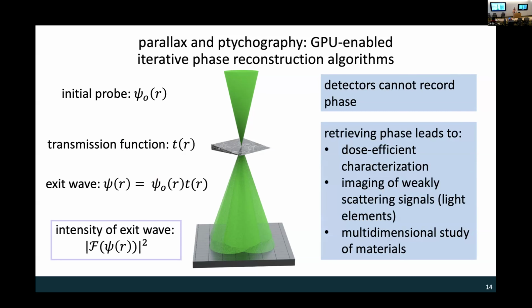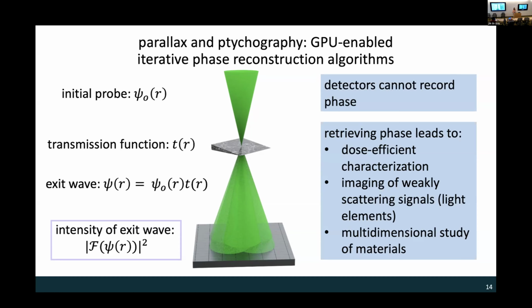If we are able to recover the phase through these iterative algorithms, we can solve a lot of the problems I introduced at the beginning. We can do more dose-efficient characterization. We can image our weakly scattering signals. That means getting our light elements. And we also can even recover some 3D information, which is really great for a lot of samples.